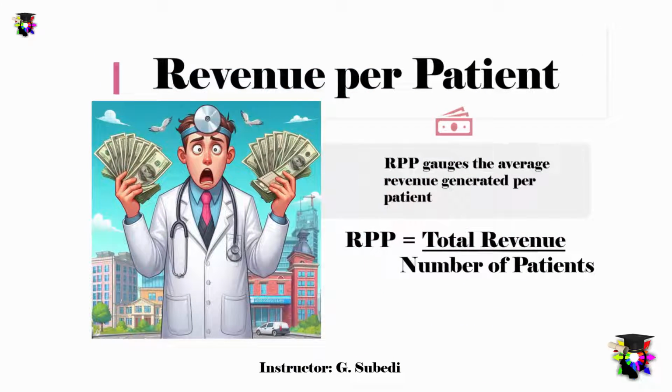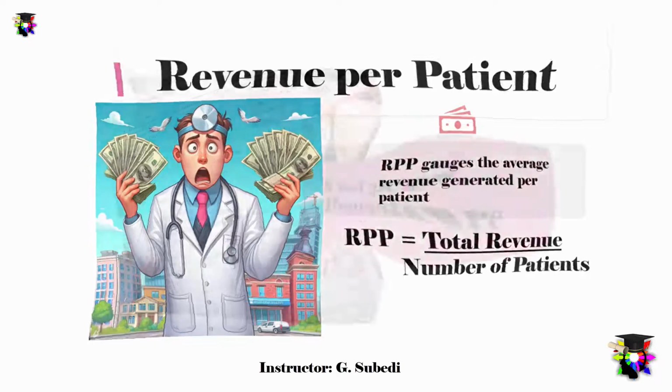Another KPI, revenue per patient, or RPP. RPP gauges the average revenue generated per patient. We have to divide the total revenue by the number of patients in order to get the revenue per patient. RPP indicates the financial performance of the healthcare facility on a per patient basis. Hospital finance teams use RPP to evaluate the profitability of services and identify areas for revenue enhancement or cost control.